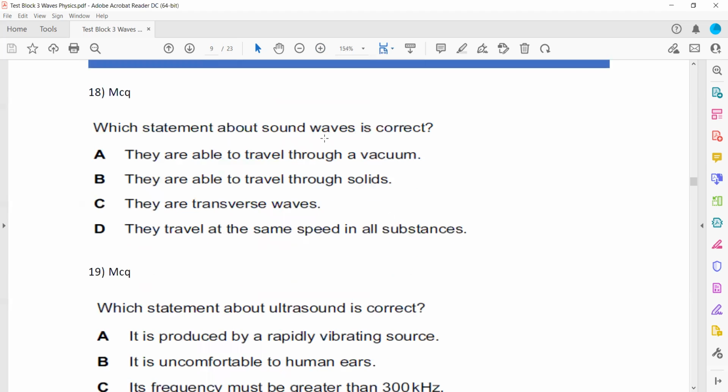In question 18, which statement about sound waves is correct? Sound requires a medium to travel. Sound cannot travel through a vacuum. So saying they are able to travel through a vacuum is not correct. They are able to travel through solids. That is true, because sound requires a medium, solid, liquid, or gas. They are able to pass. Sound waves are not transverse, they are longitudinal, and they travel at the same speed in all substances. That is wrong. In solids, sound travels faster compared to liquids, and in liquids it is faster than in gases.